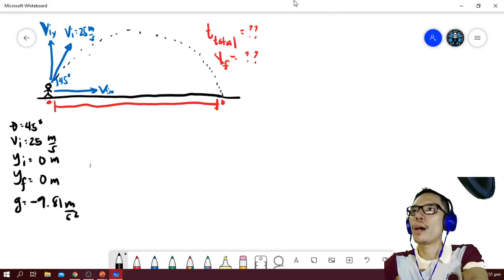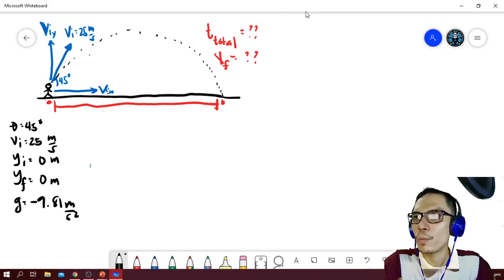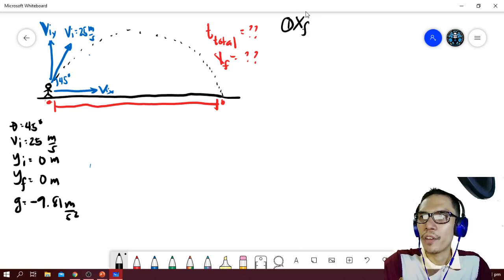First things first, write down the formulas that we are going to use.